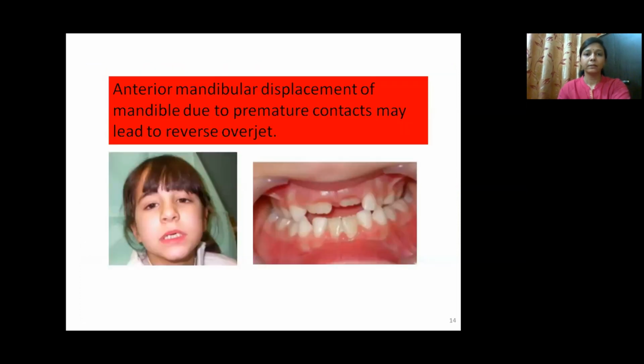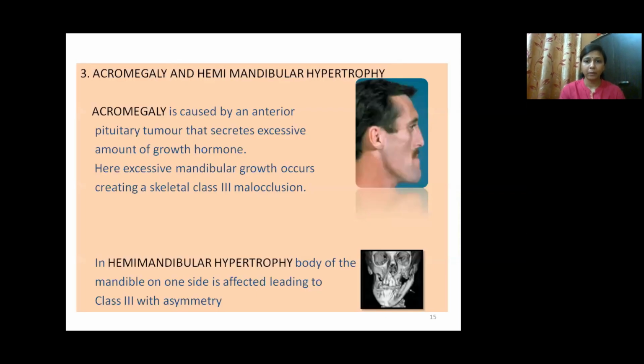And this is a picture of anterior displacement of the mandible due to premature contacts, which leads to reverse overjet. Acromegaly and hemimandibular hypertrophy are also reasons for the class 3 tendency. Acromegaly is caused by an anterior pituitary tumor that secretes an excessive amount of growth hormone, and thus excessive mandibular growth occurs, creating a skeletal class 3 malocclusion. And in hemimandibular hypertrophy, again there is hypertrophy of the mandible, but only on one side, leading to an asymmetrical class 3.